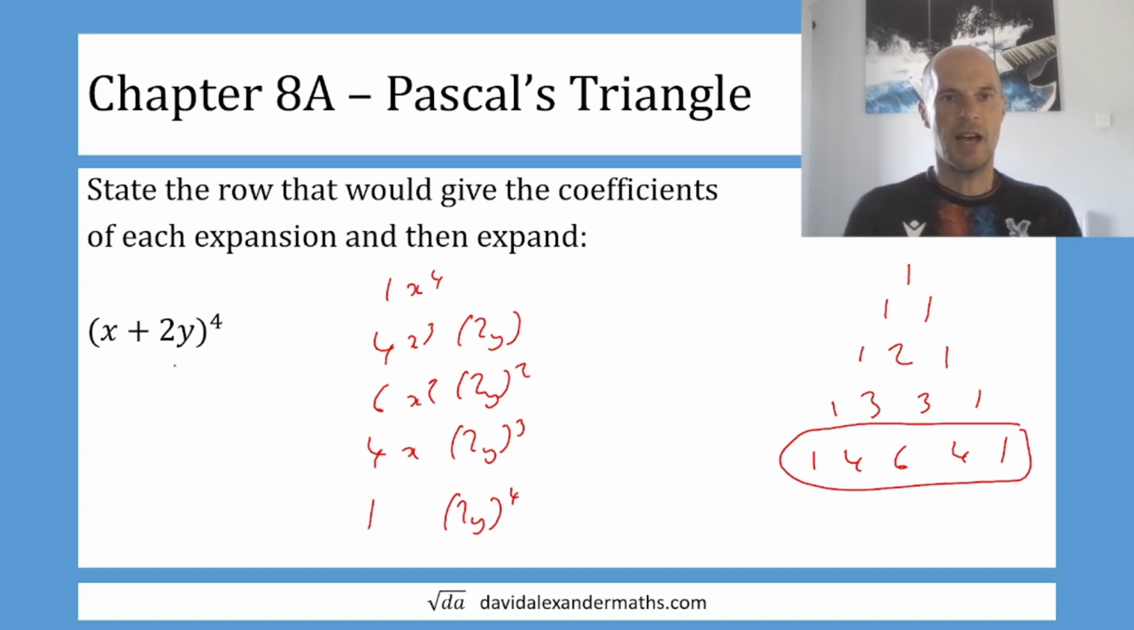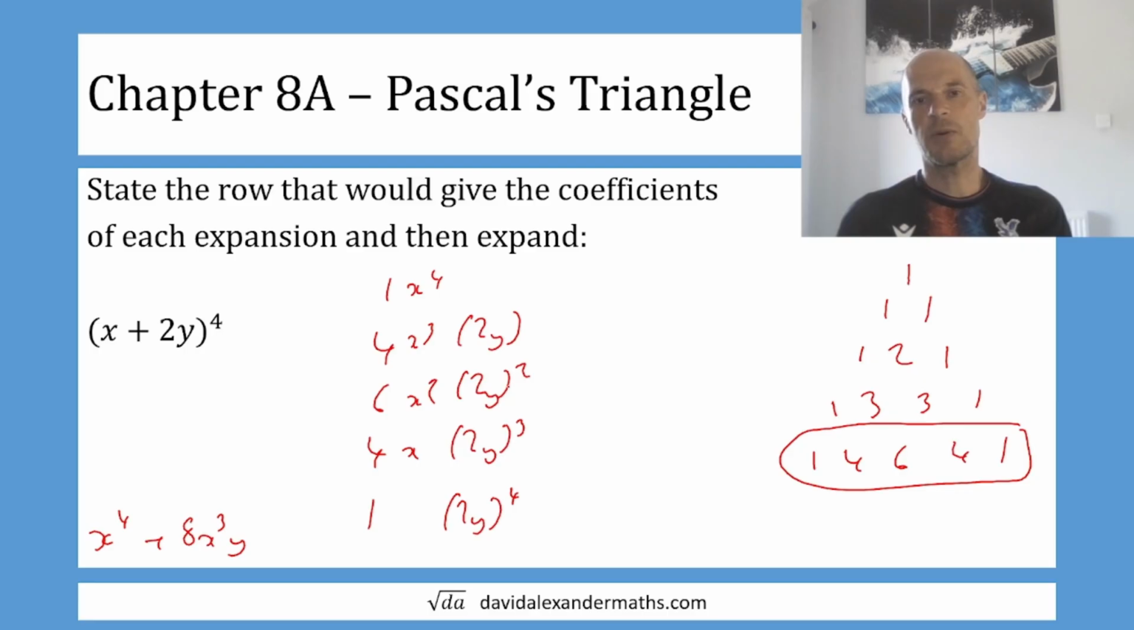So we've got 1x to the power of 4, so that will give us x to the power of 4, plus 4x cubed times 2y, so that is 8x cubed y. We've got 6 times 2y squared. So let's just concentrate on the coefficients: 6 times 2 squared, so 6 times 2 times 2, which is 24. So that's going to be 24x squared y squared.